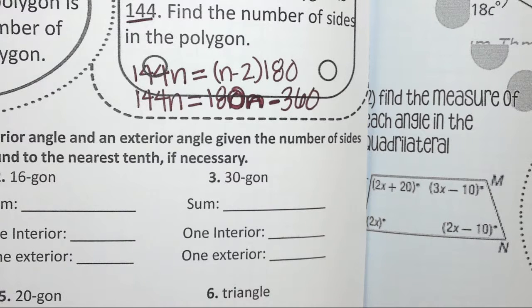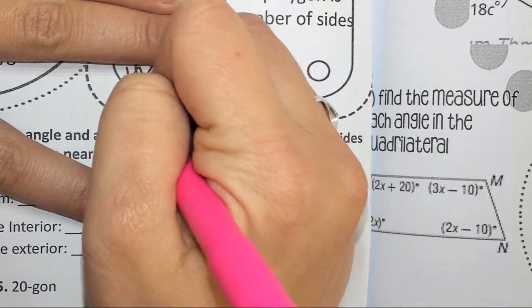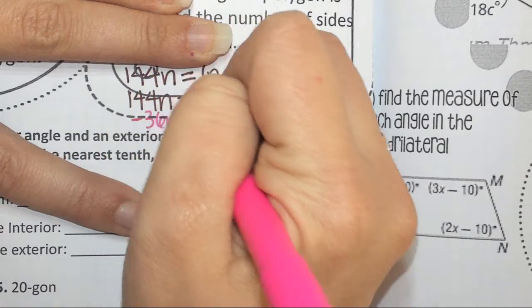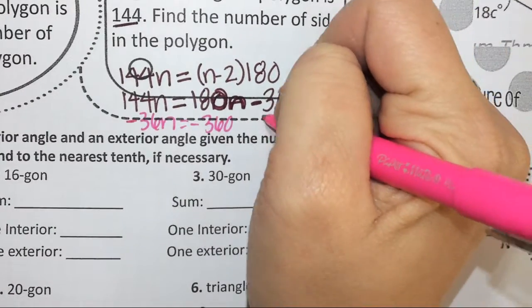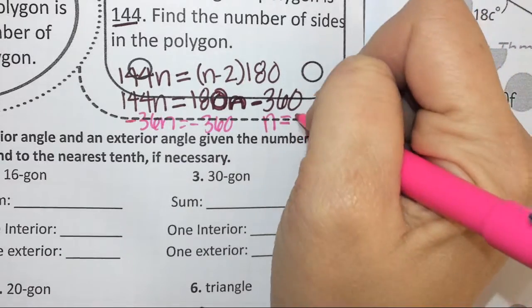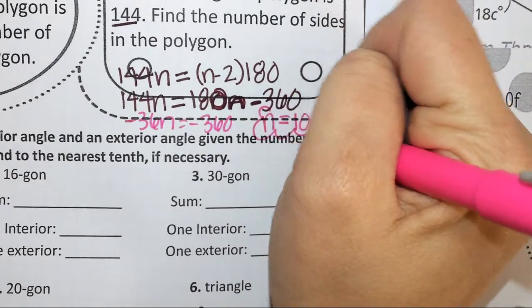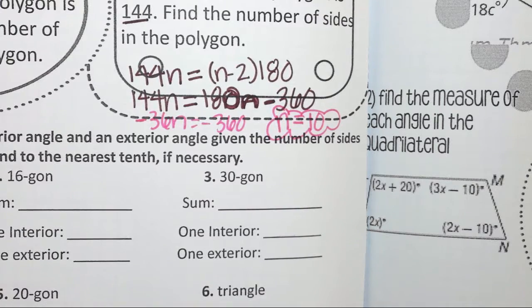Is that answer going to be negative? Because that's a negative 360. Okay, what's 144 minus 180? Negative 36. So you get negative 36n equals negative 360. Alright, when you divide, how many sides do we have? 10. That causes 36. My bad. Do you see why it's negative? Mm. Okay.